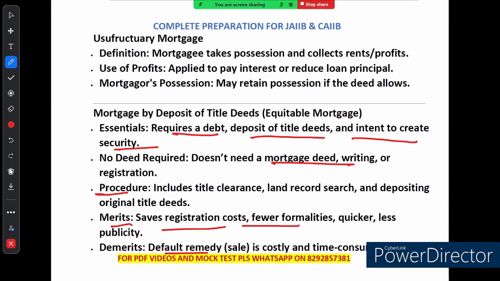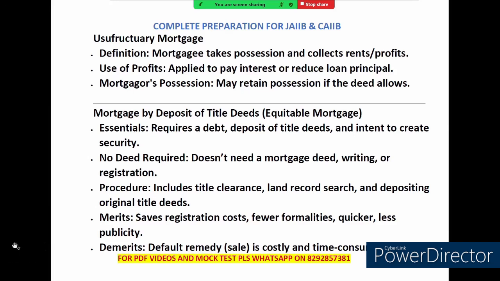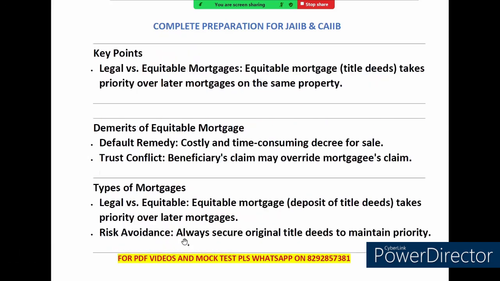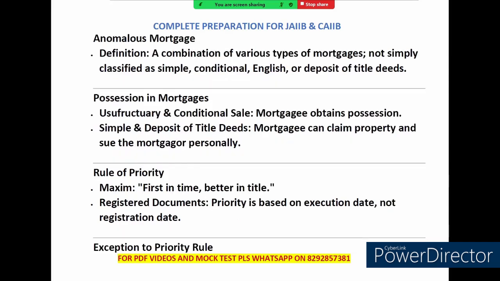Key points to remember: an equitable mortgage takes priority over any later mortgage on the same property. So the bank with your original title deed has the first claim. Remember it, a very important thing. Now let's look at the anomalous mortgage. An anomalous mortgage is a combination of various kinds of mortgage.